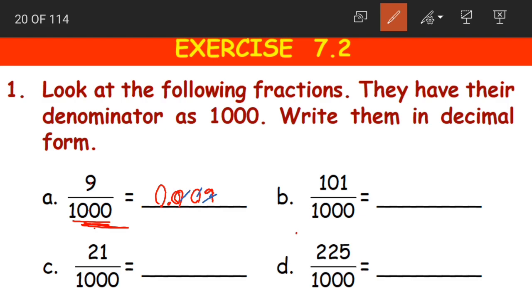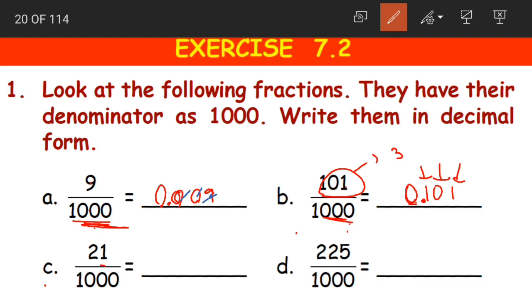Clear? Coming to the second one, 101 by 1000. Again the numerator here has only 3 digits. So for the fourth digit, I'll place a 0 to the left side of the whole number. Now again we are having 3 zeros here. So after 3 digits from the right, I am placing my decimal point. 0.101 is our answer.